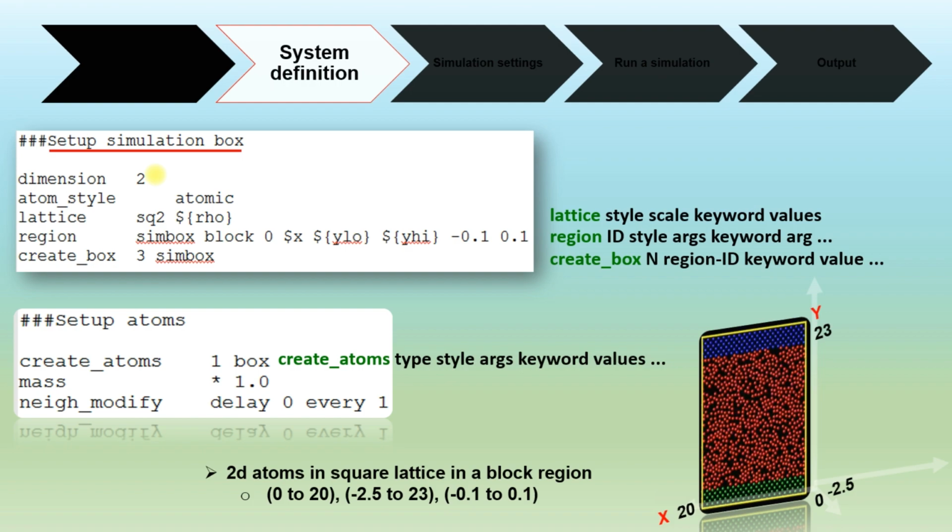Syntax of the mass command is mass I value, where I is the atom type and value is the mass value of that type.